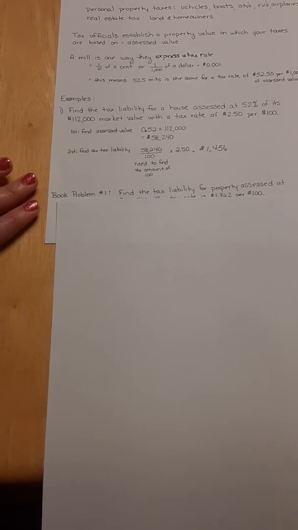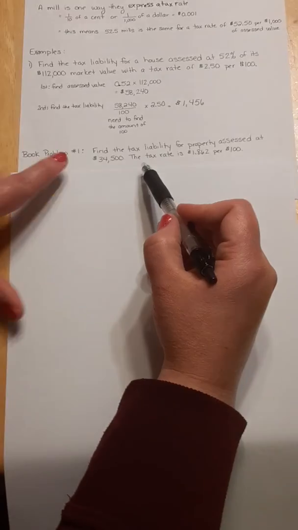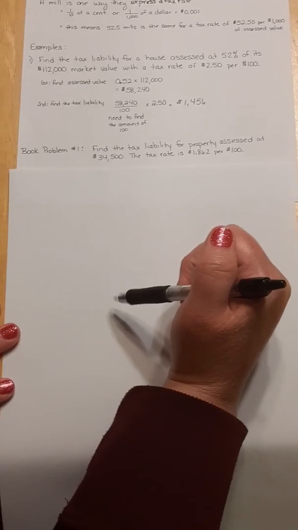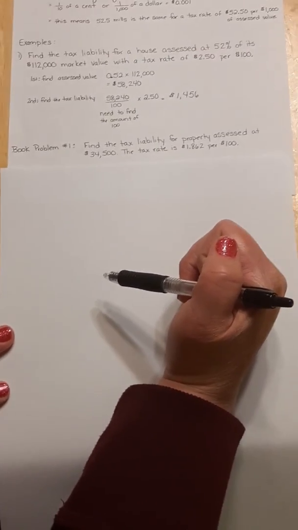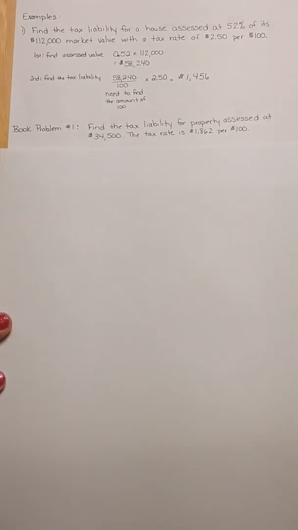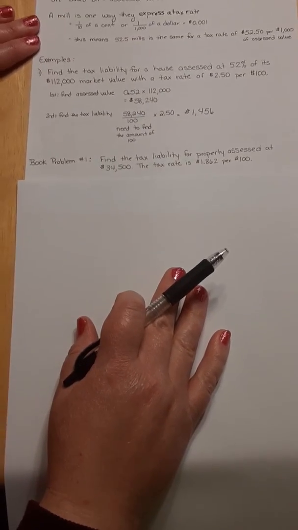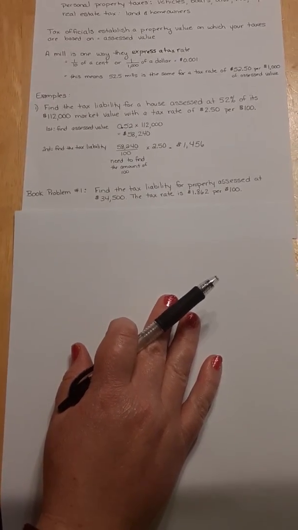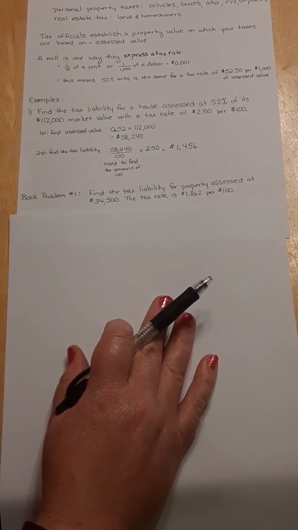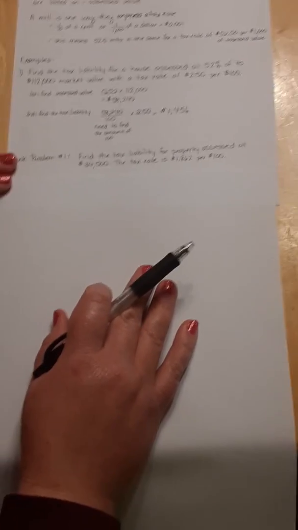Okay, so now let's actually look at a book problem. As you're going along on your homework assignment, you're going to find an example for problem 1. Your book problem is find the tax liability for property assessed at $34,500. The tax rate is 1.862 per 100. Now, remember when we talked up here about how a mill was just an example of one way they did it. They did it out of groupings of 1,000s. Sometimes they will do it out of groupings of 100s. And that's what both of these examples, 1 and 2, have been with, groupings of 100.